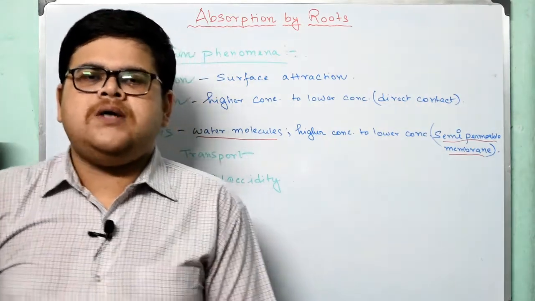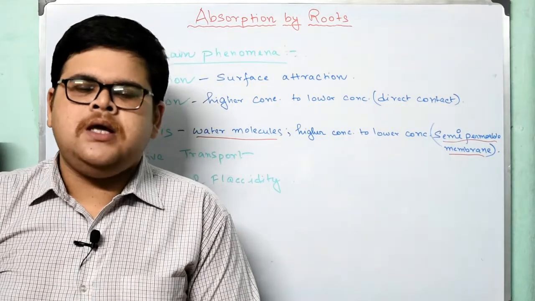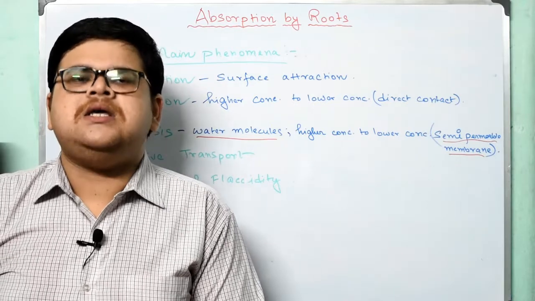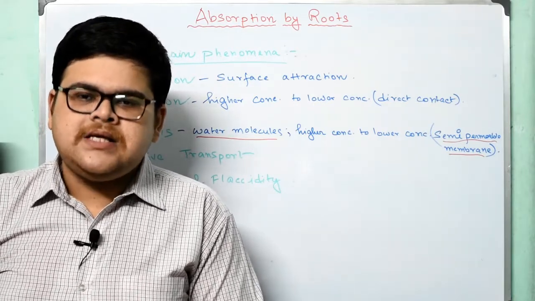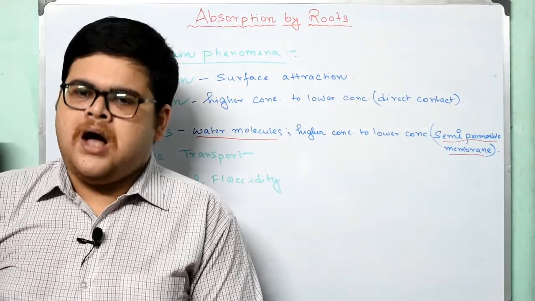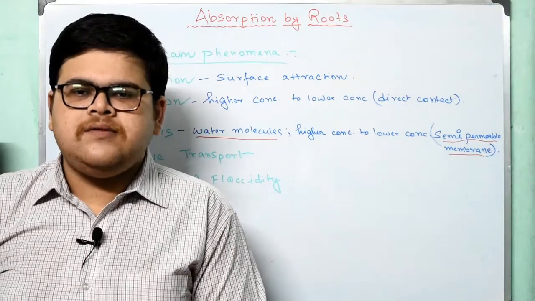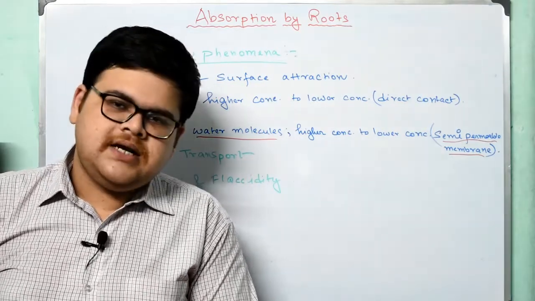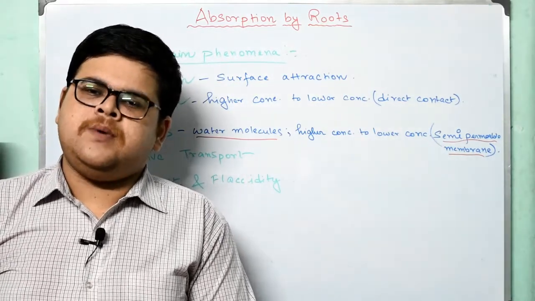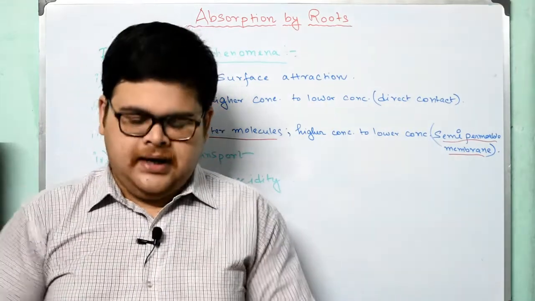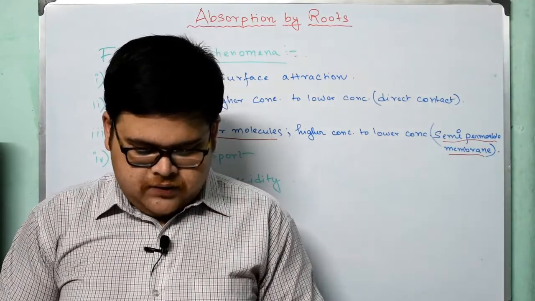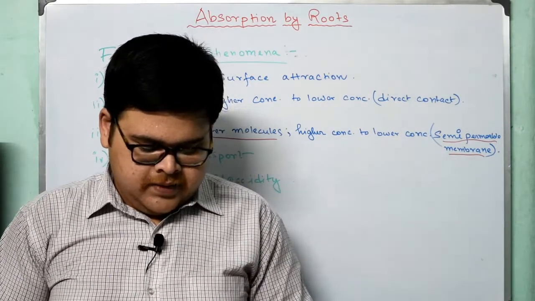Now a question my students ask me is, sir, what is this particular semi-permeable membrane? See, a semi-permeable membrane means a membrane which allows selective molecules to pass. It allows selective molecules to pass from inside of the cell to outside of the cell, or vice versa. This is known as a semi-permeable membrane, and in this particular experiment we have taken cellophane paper as the semi-permeable membrane.